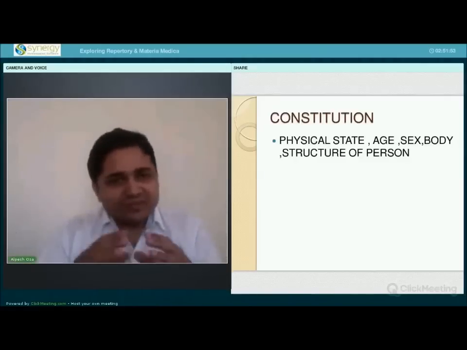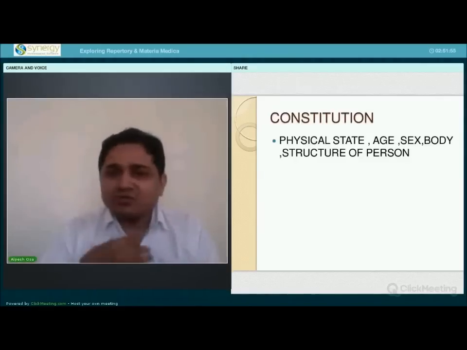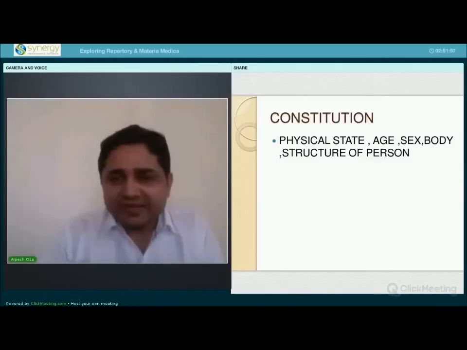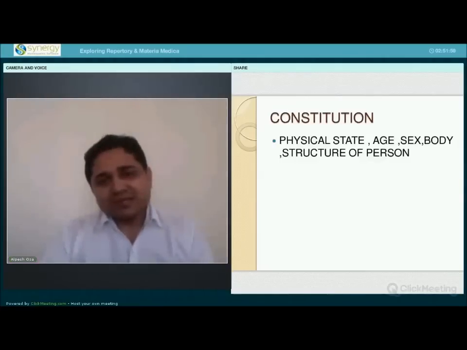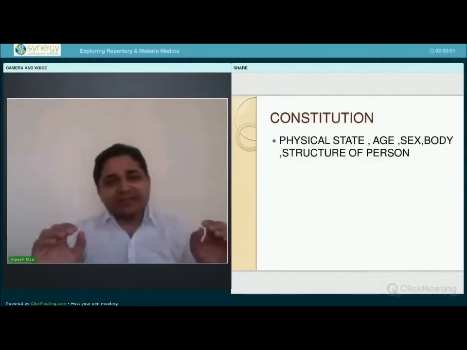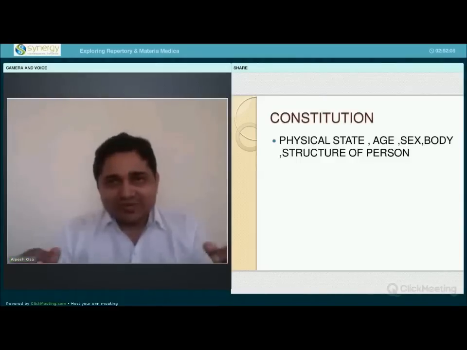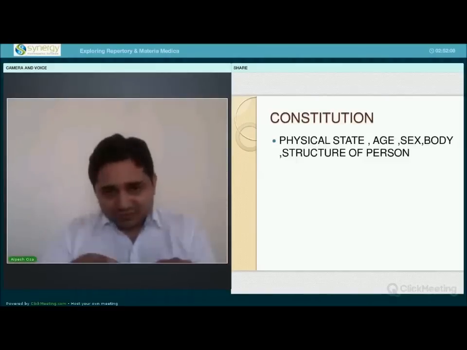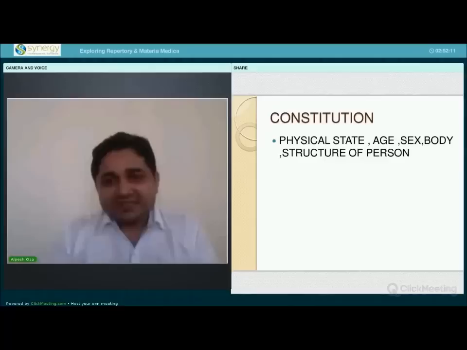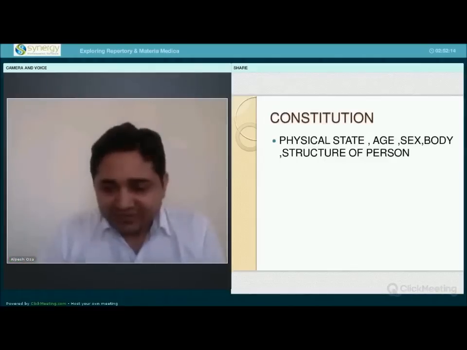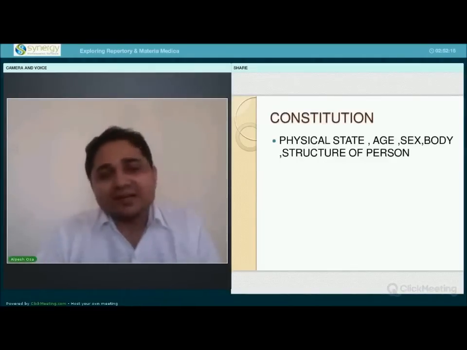Mentally the child is very dull, indolent, doesn't want to do any physical exercise. I was thinking of the well-known remedy for the indolent child who is chubby, fatty, doesn't want to do exercise, and where physical exertion, even mental, aggravates. And the remedy I was thinking of was Calcarea carb.